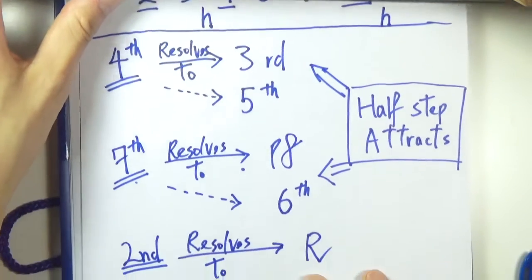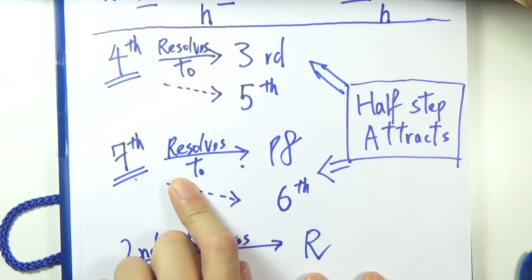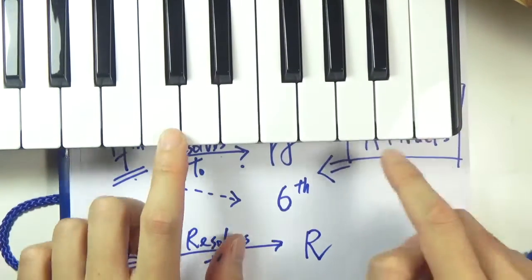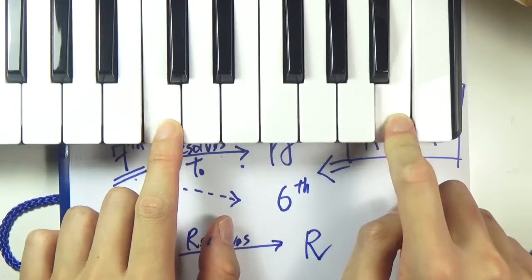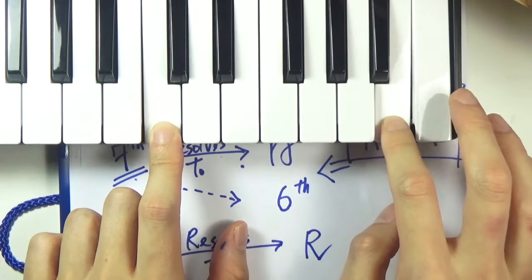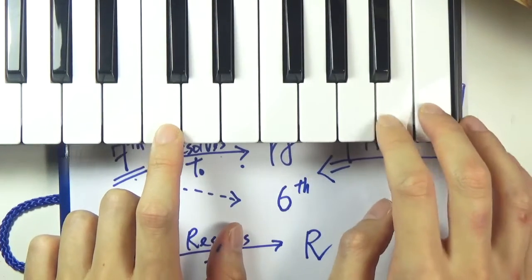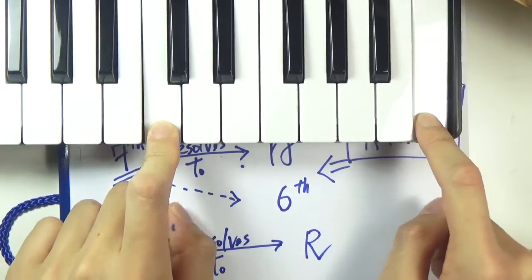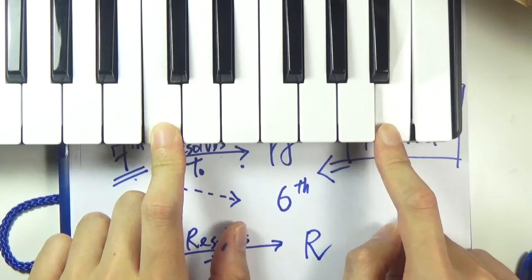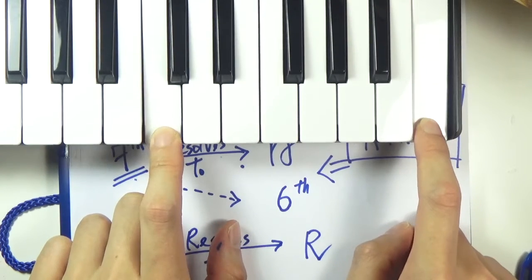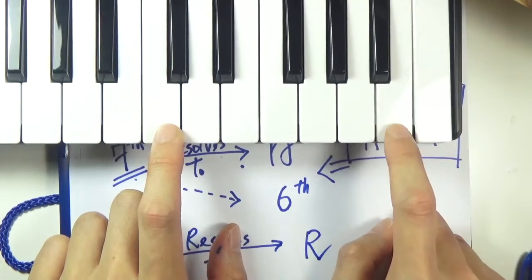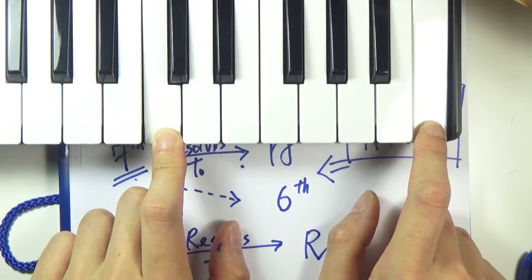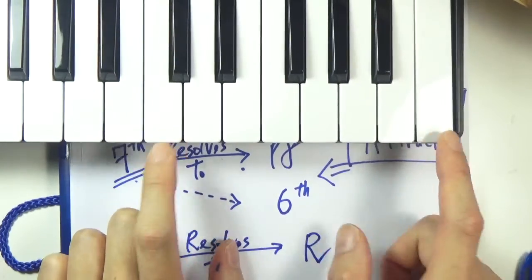All right, so quickly moving on to the 7. The 7 wants to resolve up to the perfect octave. So when you take a listen to this, C major again, of course. This one is pretty dissonant, right? That one, it's very satisfying. So the major 7 resolves up to the perfect octave. It means that we're releasing the tension here by moving from the major 7th to the octave.